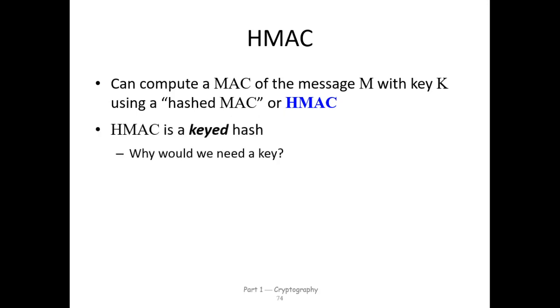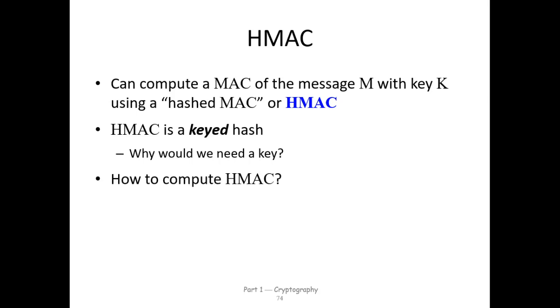So HMAC is a keyed hash. Once again, while calculating HMAC, by default it is a keyed hash. As I told in the last class, hashing is always one way. So why would we need a key? It is already a keyed hash. So there are some questions here.